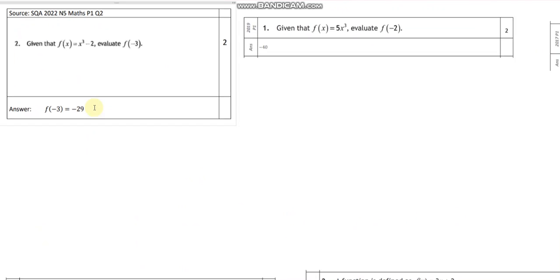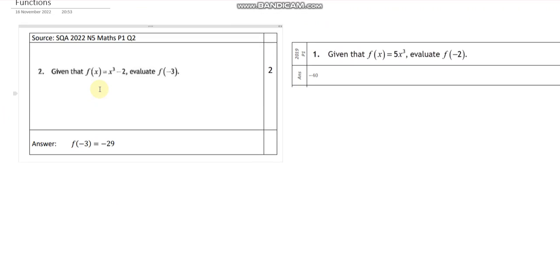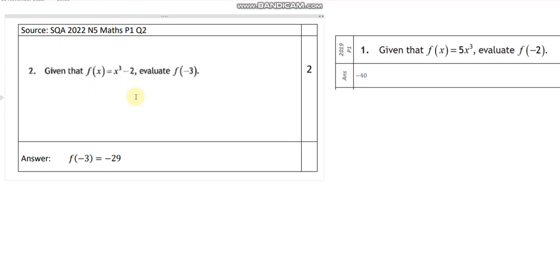So functions, you're going to get a question like this. f of x is equal to, and then we've got our function. And when we say evaluate f of negative 3, what we're saying is we want you to substitute in that number instead of x. So if I was to write that in, I would say f of negative 3. Instead of x, I am going to write negative 3. So I've just put in negative 3 in place of x.